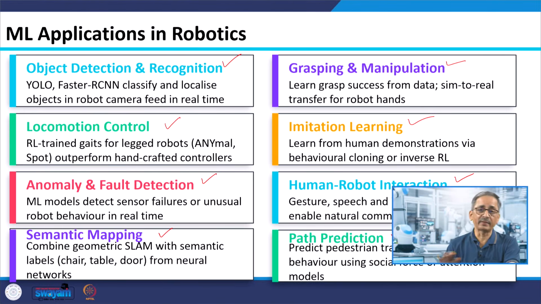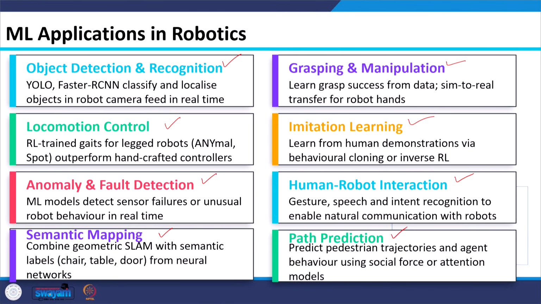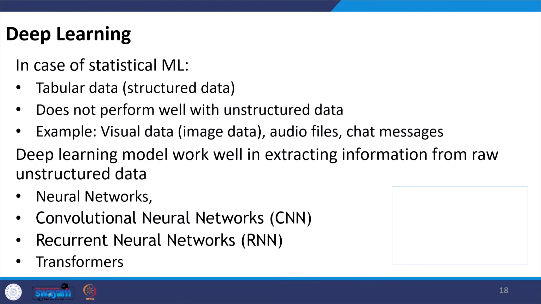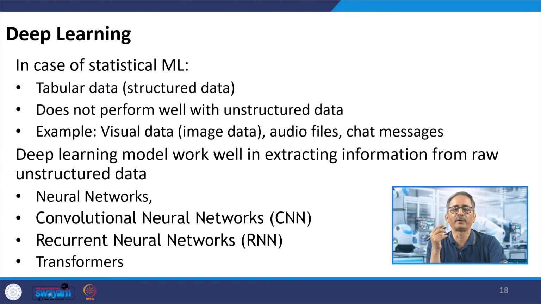So, you can see that there is a whole gamut of areas in which machine learning is applicable in robotics. Next, let us look at deep learning. The machine learning types which we have seen, that is supervised, unsupervised and reinforcement learning, are what we call statistical machine learning. Here your data is usually structured data, that is, in tabular form. But if your data is unstructured, then these statistical learning methods do not work.